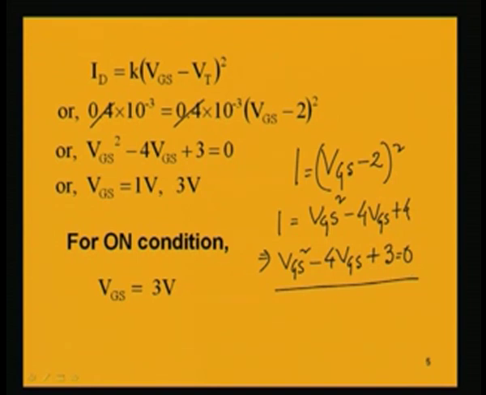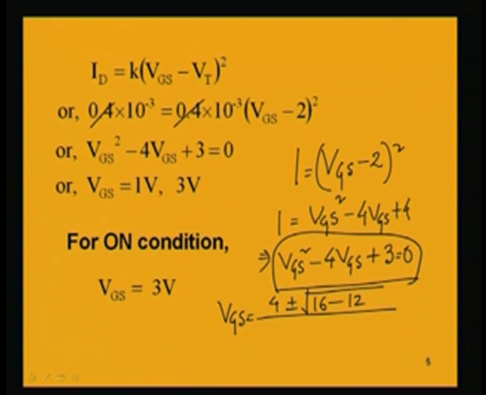So, now for the on condition we have to find out what is the VGS. This equation is a quadratic equation, and it will obviously have two values of VGS. If we solve this equation, VGS equals 4 plus minus under root 16 minus 12, divided by 2. So, what will it be? It is 4 plus minus 2 by 2. So, basically we get 6 by 2 and 2 by 2. That means we have two values, 3 volt and 1 volt.